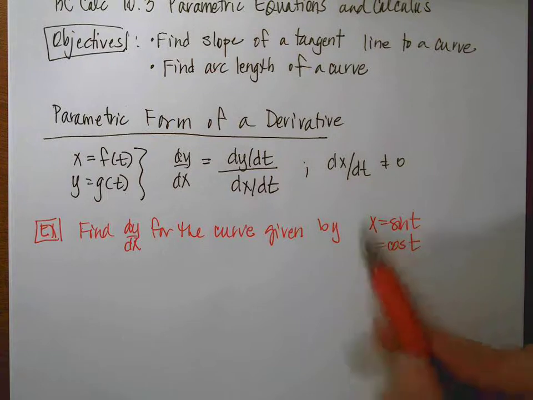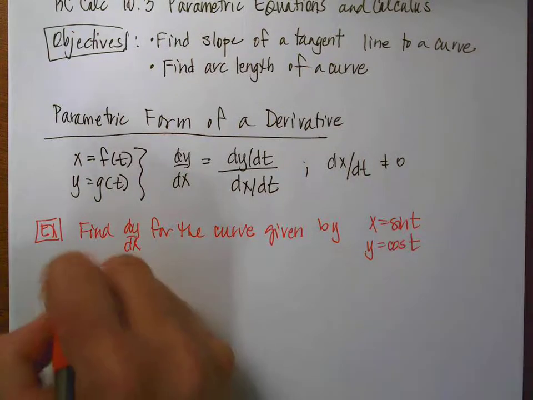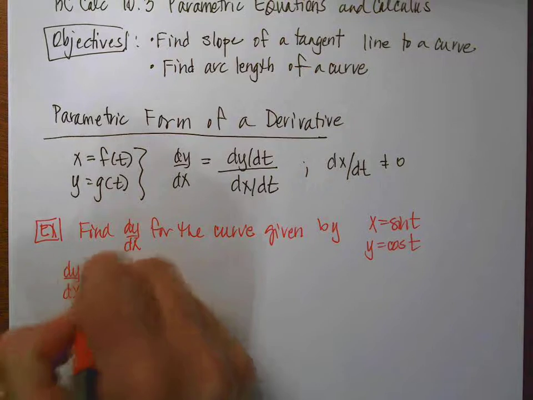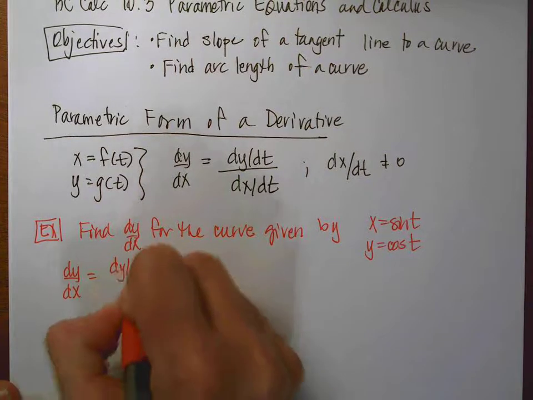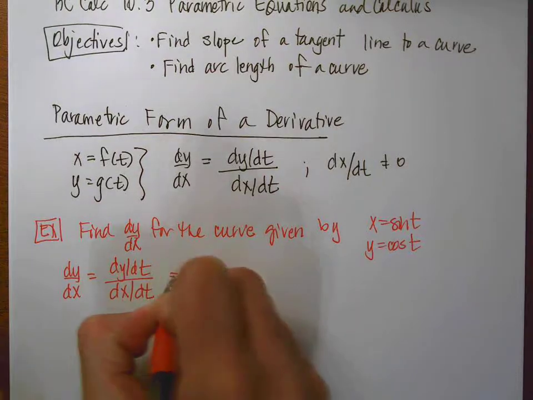Well, again, because I have a system of parametric equations, I'm going to take the derivative of the y thing, and I'm going to take the derivative of the x thing. Alrighty, so my dy/dx is going to equal dy/dt divided by dx/dt.